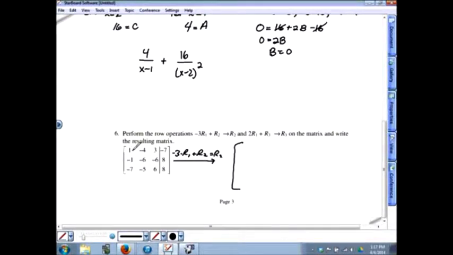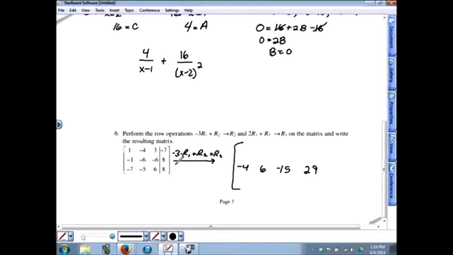So negative 3 times this 1 is negative 3. Negative 3 plus negative 1 is negative 4. Then move over to the next column here. Negative 3 times negative 4 is 12. But 12 plus negative 6 is 6. And then move over to here. Negative 3 times this 3 is negative 9. Negative 9 plus negative 6 is negative 15. Move over to here. Negative 7 times negative 3 is 21. 21 plus 8 is 29. So that's the row operation that affects row 2.